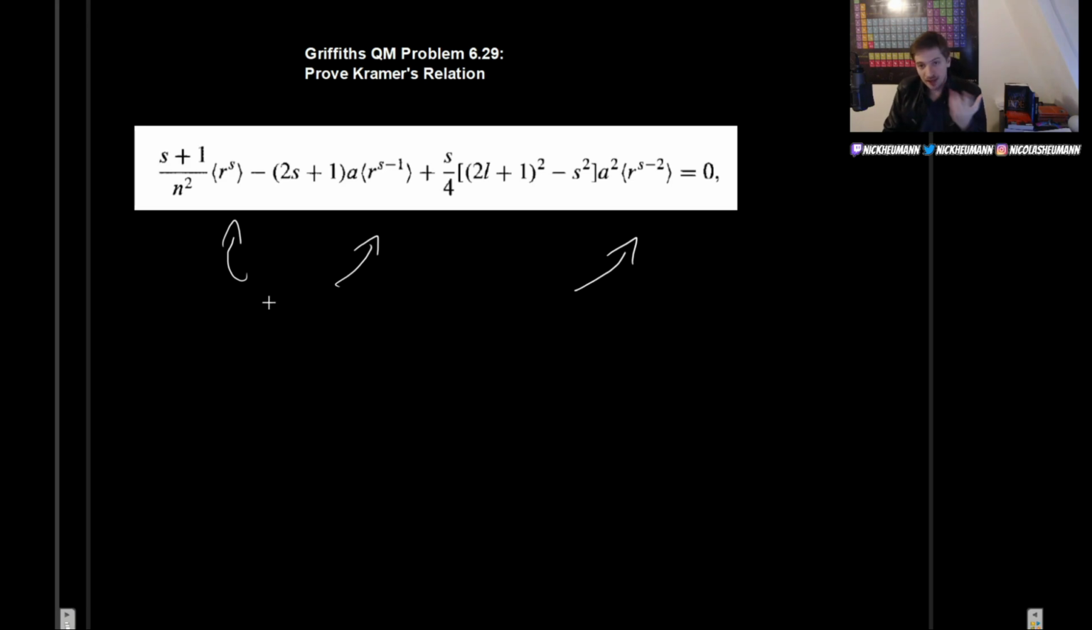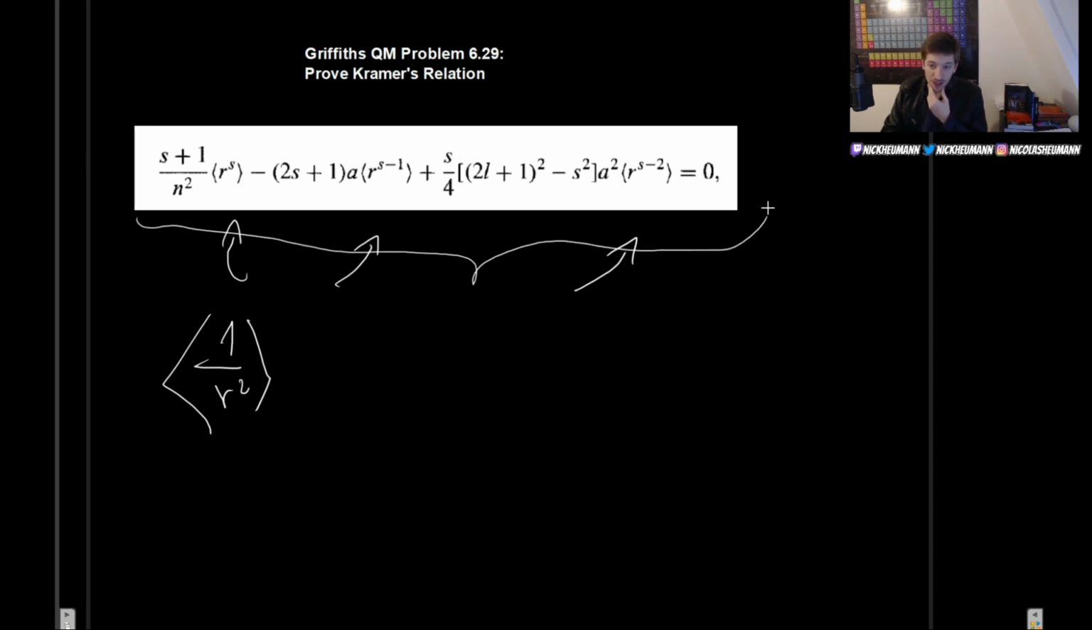Because in a previous problem, I don't remember the number actually, but it's the one where we prove the Feynman-Hellmann theorem, we found the expectation value for 1 over r squared and for 1 over r. And now that we're working towards the spin-orbit coupling correction to the hydrogen atom, we need the expectation value of 1 over r cubed, but we don't have that. And if we can prove this, that means that we can then use it.